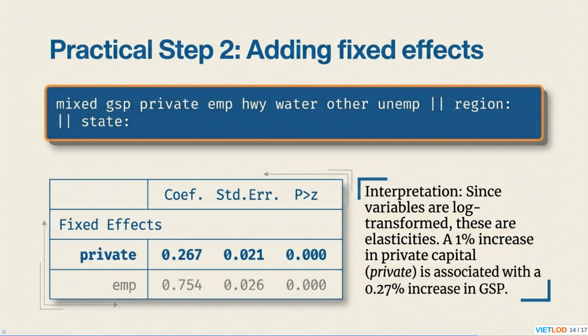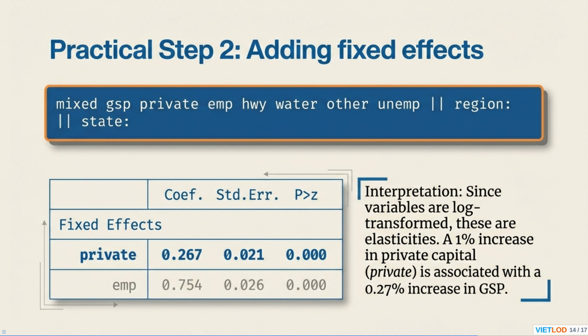Our second practical step involves adding fixed effects predictors to our mixed model. As shown in the Stata command, we simply list our independent variables, such as private capital, employment, highways, water, other, and unemployment, after the dependent variable GSP but before the double pipe separator. These coefficients represent the population average effects across all groups, much like in a standard OLS regression.